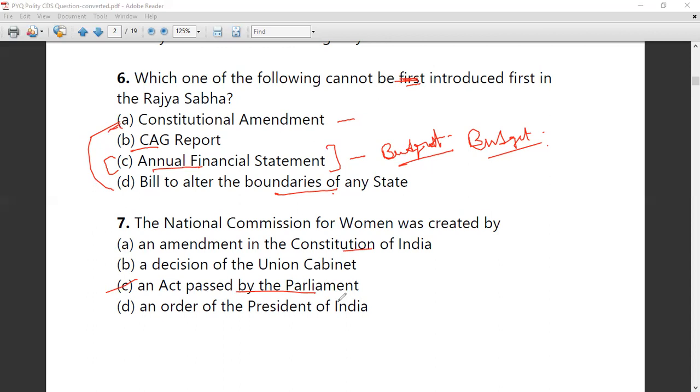So the National Commission for Women was created by an act passed by the Parliament. So it is a statutory body. Clear to all of you? Next, we'll move to the next question.